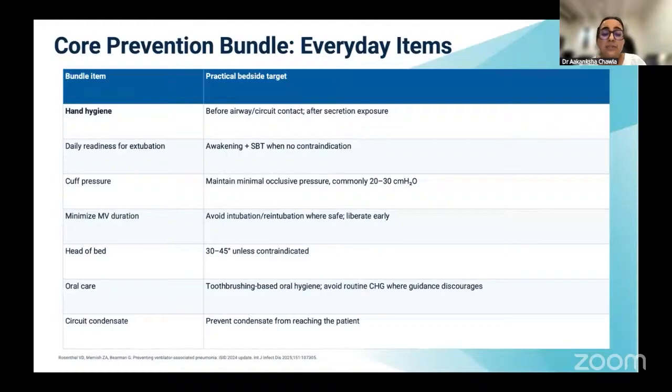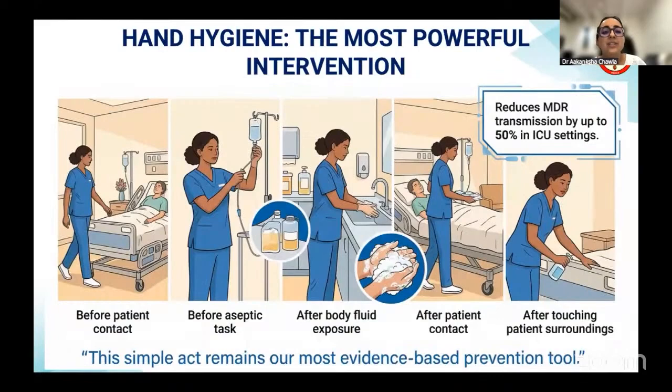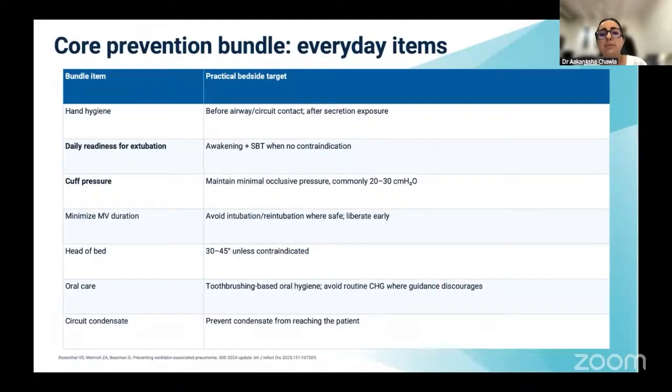So what are the everyday items that you look at for prevention? Hand hygiene, very important, because hand hygiene in itself is one of the most powerful interventions, and it reduces MDR transmission by up to 50%. So before coming in contact with the patient, before aseptic task, after handling patient's body fluid, after patient contact, after touching patient surroundings. It is one of the most powerful interventions if implemented properly and practiced every time.